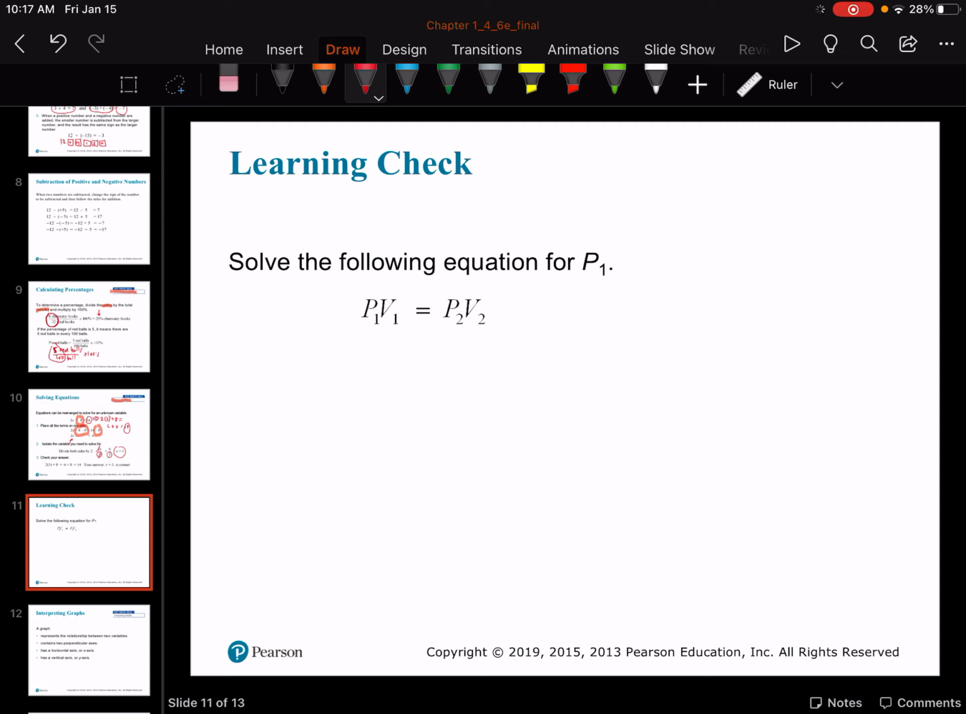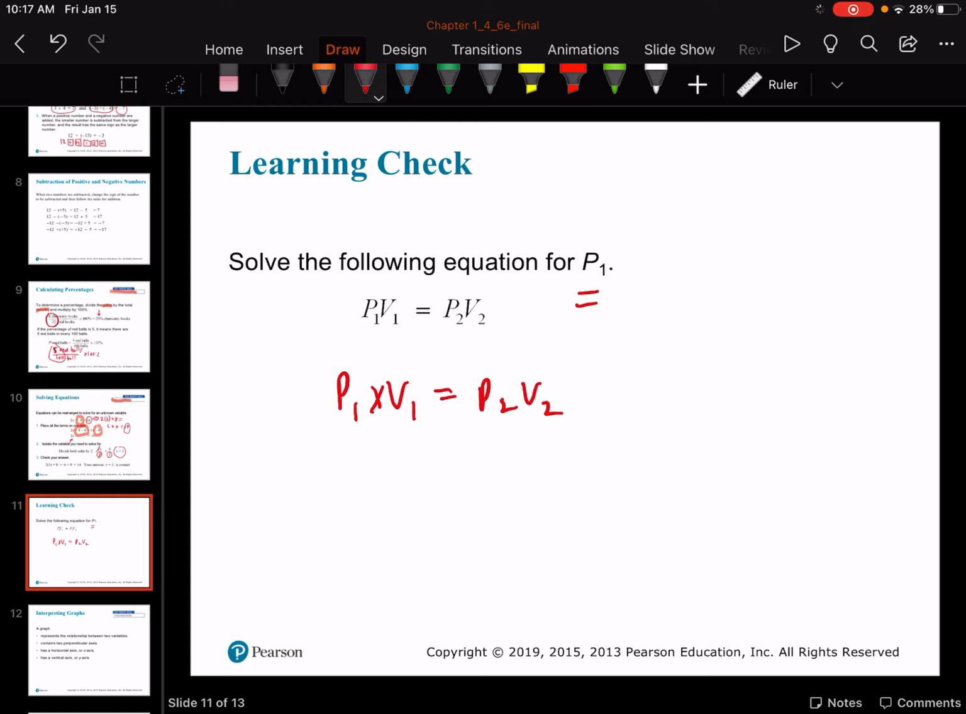Here's another sample problem for that. This looks a little more like what we're going to see in our chemistry textbook. P1V1 is equal to P2V2. Solve the equation for P1. And I see I've got a multiplication problem here. P1 times V1, right, is equal to P2 V2.